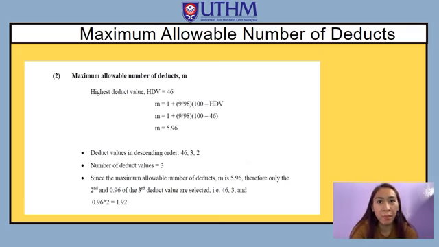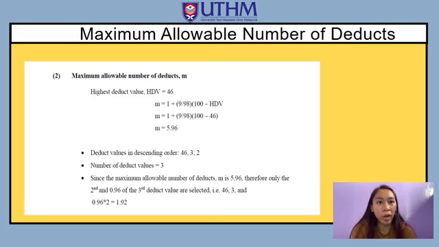Next, calculate the maximum allowable number of deducts. First of all, we have to take the highest deduct value, which for my part is 46. Use the formula to find M: 1 plus (9 over 98) times (100 minus highest deduct value). The result of this calculation is 5.96.